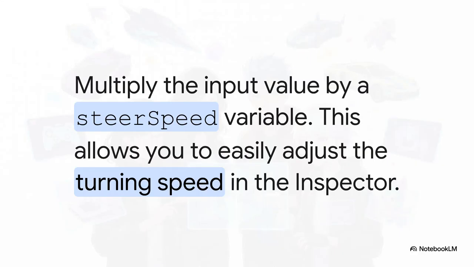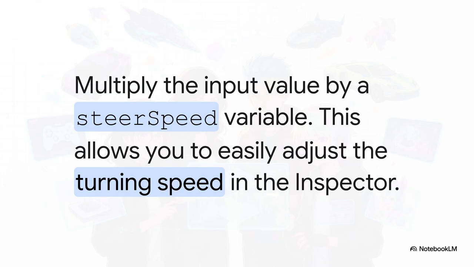We can get full control over the speed with just a simple multiplication. First, at the very top of our script, outside of any methods, let's declare a new variable. We'll make it public float steerSpeed equals 100f. Now that little word public is a magic trick. It makes this variable show up directly in the Unity inspector, which means we can change the speed on the fly without ever having to touch our code again. It's amazing. Now, back in Update, we just multiply our negative steer amount by this new steerSpeed variable.